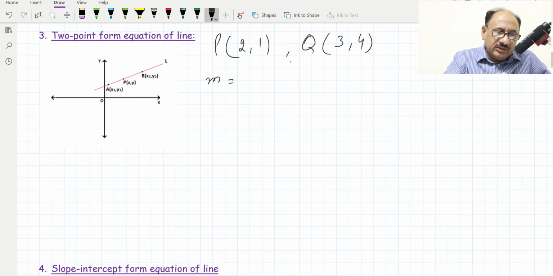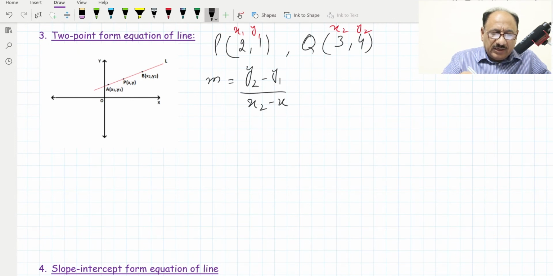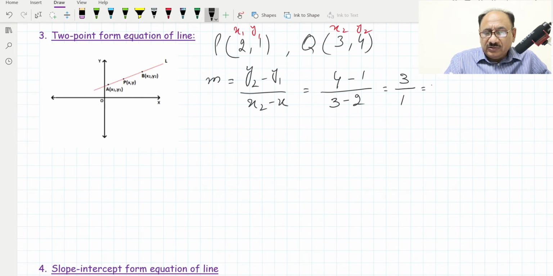We can take this one as x1 y1 and this one as x2 y2, and we have the formula m is equal to y2 minus y1 over x2 minus x1, and this will be equal to, y2 value is 4, so 4 minus 1 divided by x2 minus x1, 3 minus 2, and this will be equal to 3 over 1, which is equal to 3. So we got the m value as 3.